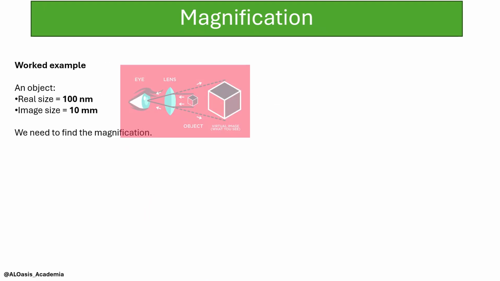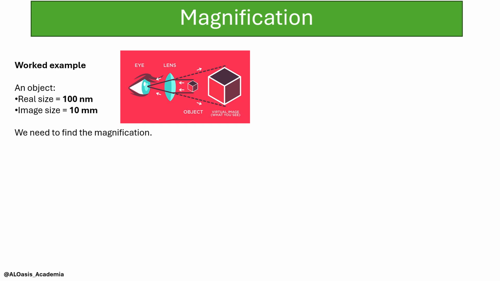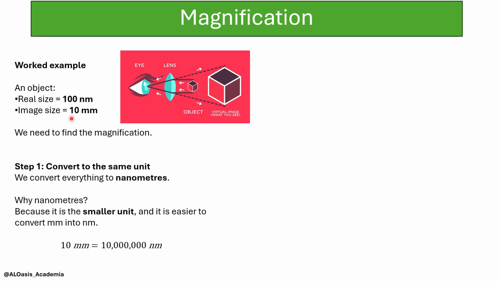Now I will give you a quick example to prepare you for the questions that can come up in the exam. For example, in the exam question, they will tell you that a real object has a size of 100 nanometers and the image size is 10 millimeters. What they need you to find is the magnification. So how many times does the real object need to be magnified to be able to see it in an image size of 10 millimeters? It's an easy process if you just take it step by step.